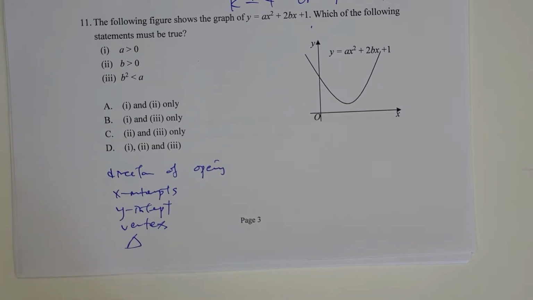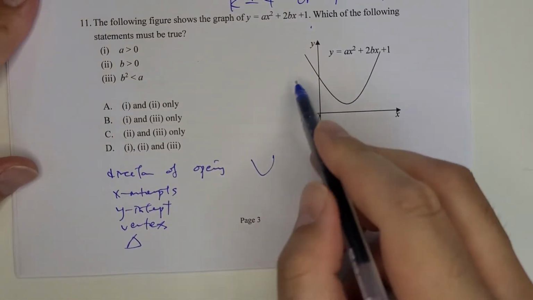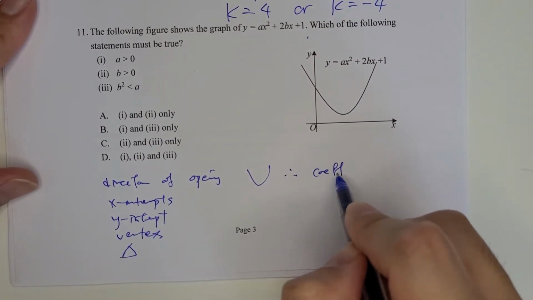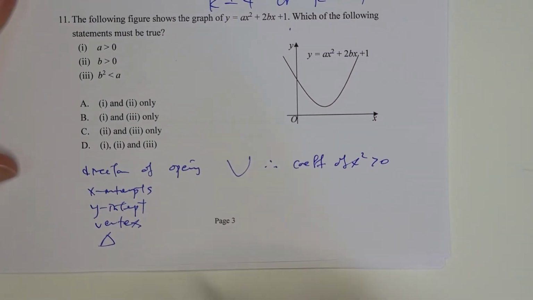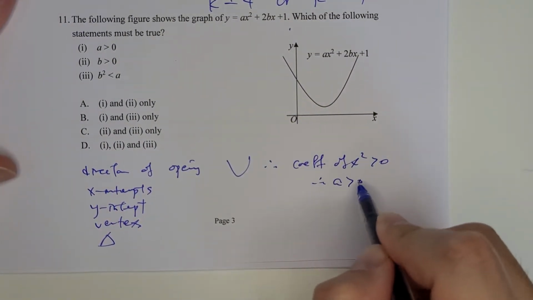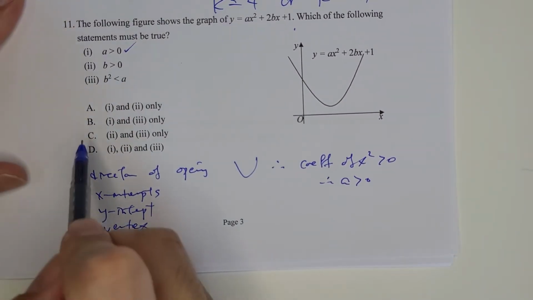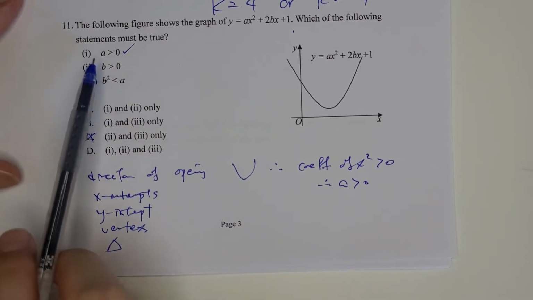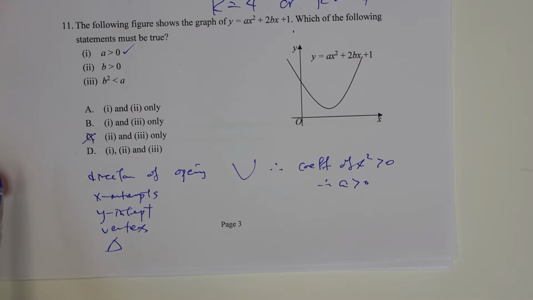Okay, so let's see. It opens upward, so the coefficient of x squared is positive. That means a is positive, and statement 1 is true. And hence C is not the answer. Can you see the flow? Because statement 1 is correct, the option without 1 is not true.